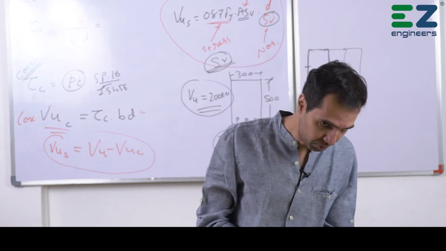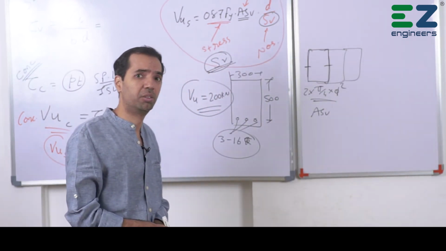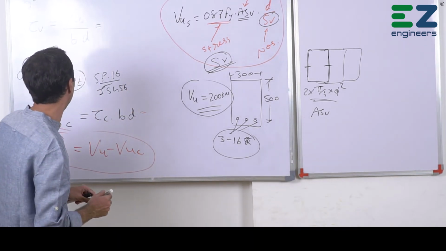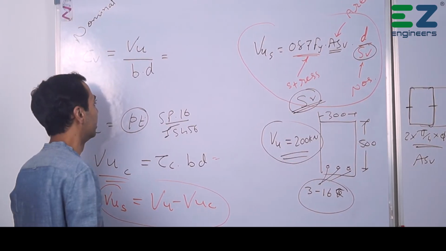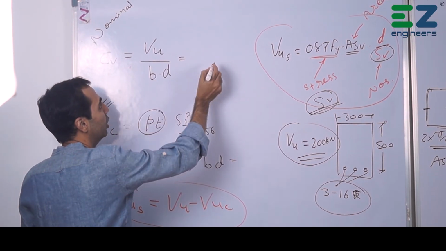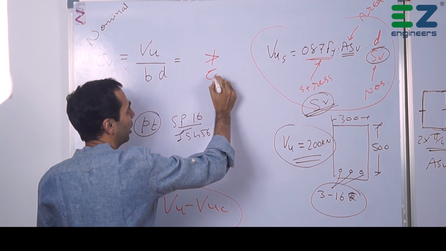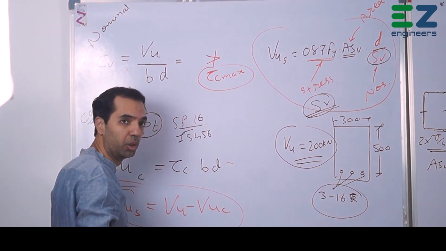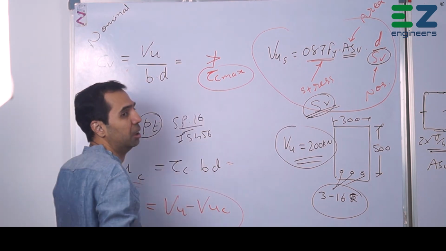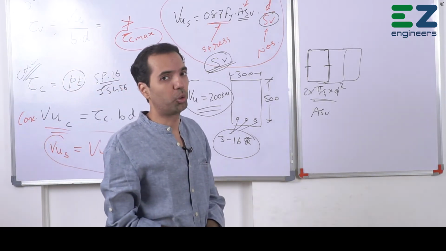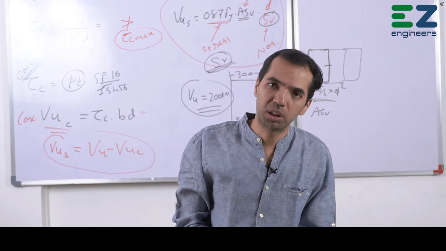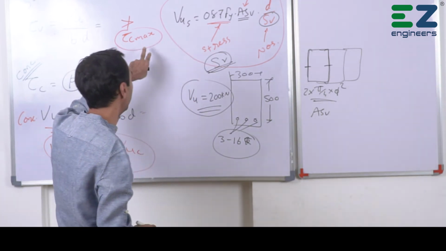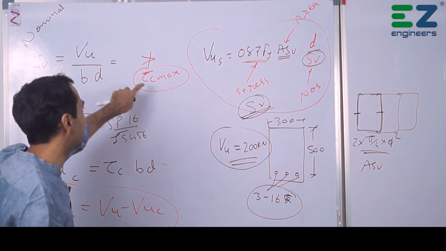Okay. Now one more check which is recommended by the code is, in any case this tau v should not be greater than tau c max. This tau c max, depending on the grade of concrete, is given in the codes SP16 and IS456. You can see that value from the table. So in any case this should not increase.